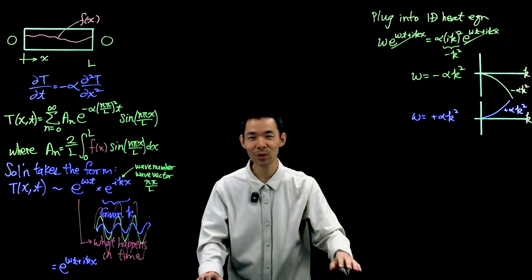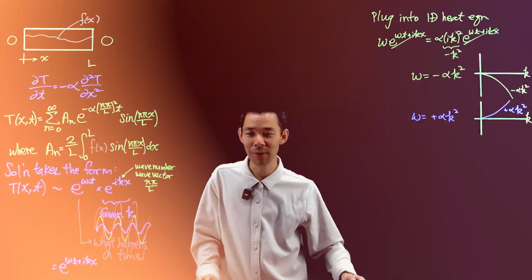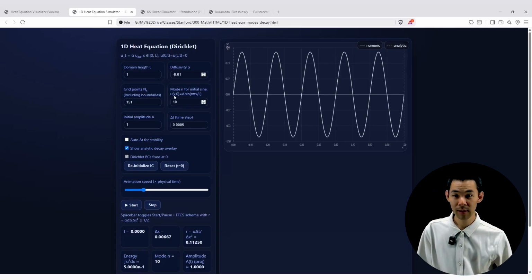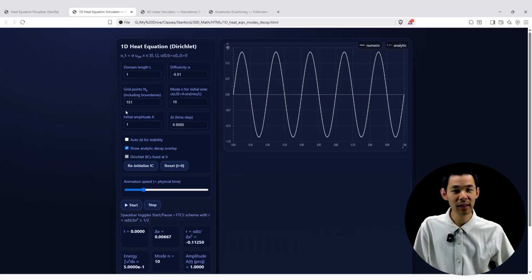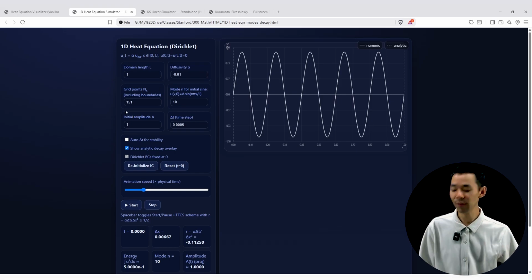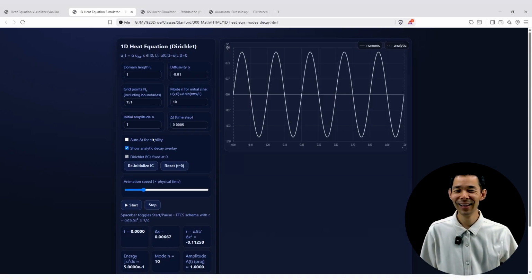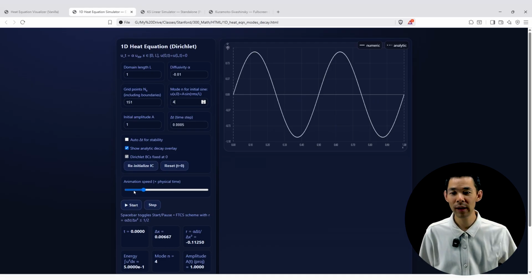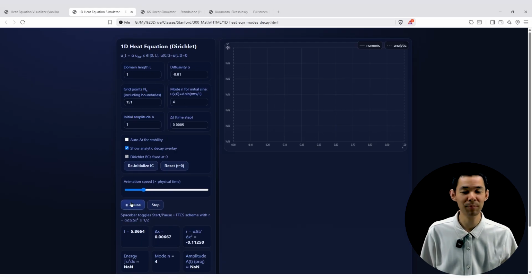So let's go back to the screen again, because we can actually simulate that right here. So this diffusivity, I can just turn it into a negative number. Here we go. So all you've done is to create a negative diffusion material, if such a thing exists. And I initialize it with maybe a smaller mode, for example, I don't know, mode of 4, and I'm going to let it go. It just explodes.